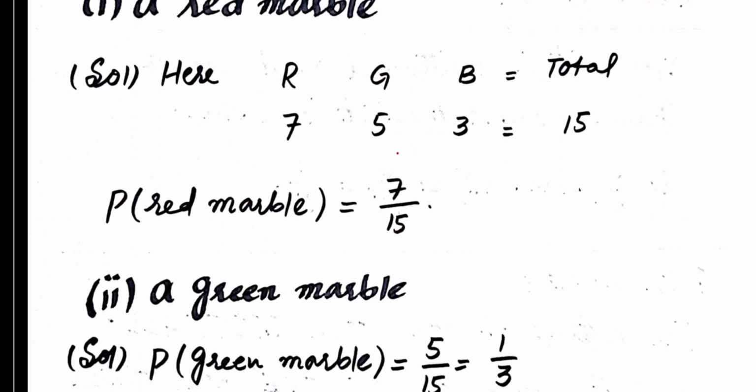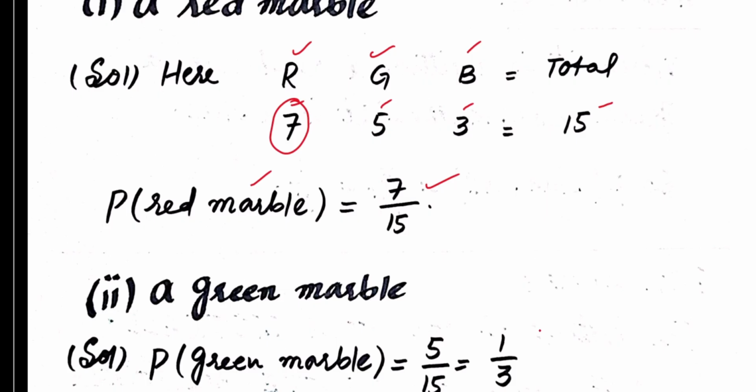For this type of problem, firstly we mention which type of marbles or balls are given. R means red marble, G means green, and B means blue. So there are 7 red marbles, and there are 5 green marbles, and these are 3 blue. Total are 15. We have to find the probability of a red marble. Red marbles are 7, and the selected marble is only 1. So this is given by 7 over 15.